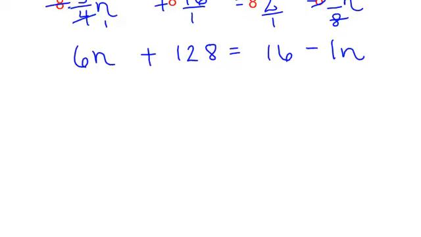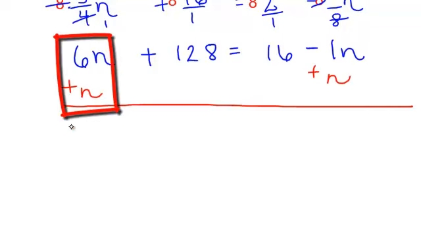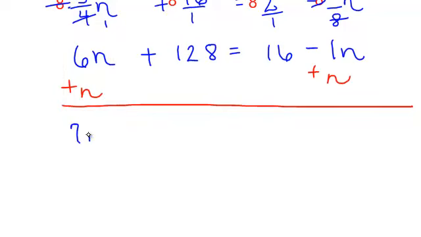So let's continue solving this. I have variables not just on one side. I have it on both sides. Well, that's no problem for us. Get rid of one of them. How do you get rid of a negative 1n? I will add 1n. But if we add 1n to the right, I have to add 1n to the left. On the left side, I will have 7n plus 128 equals 16.